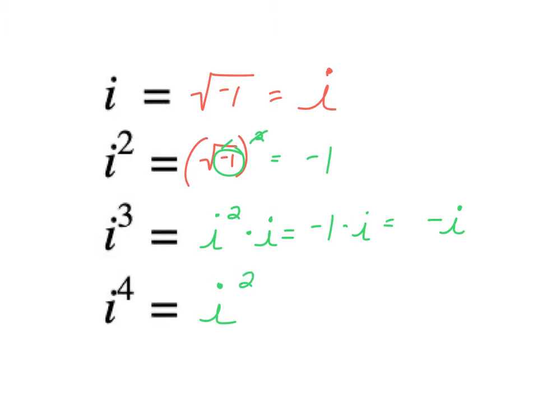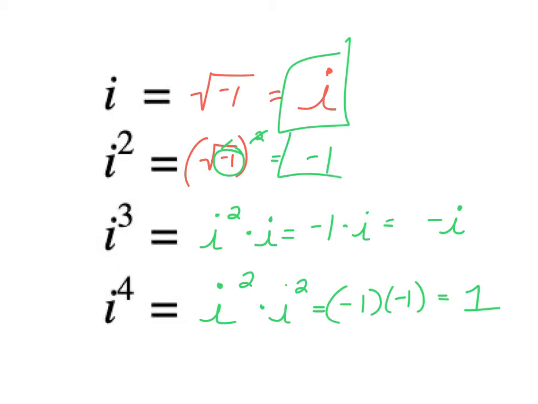i to the fourth, there are several ways to think this one through. This could be i squared times i squared, and we know that i squared is -1. So -1 times -1 is +1. All right? So you're going to focus on these four values, and frankly, I would memorize these four.